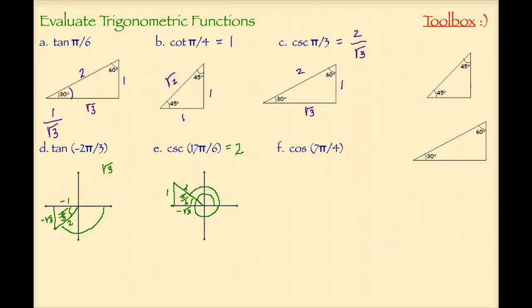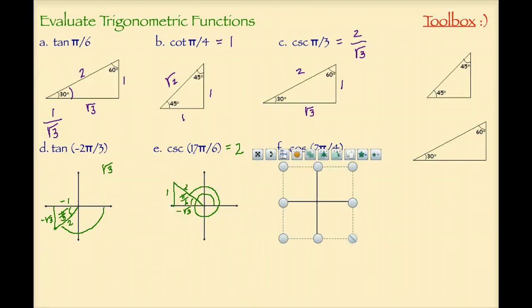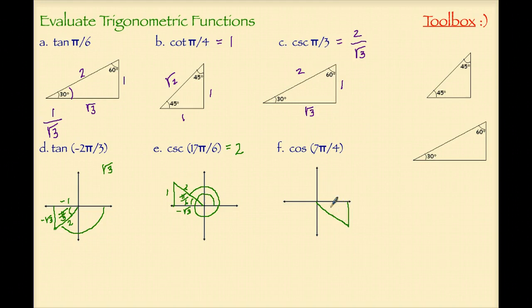And now for the final one that I'm going to evaluate, cosine of 7 pi over 4. Let's get a coordinate plane and see where this is located. Since the denominator is 4, a full rotation would be 8 pi over 4. So 7 pi over 4 is almost all the way around. 0 pi over 4, 1 pi over 4, 45 degrees, 2 pi over 4, 3 pi over 4, 4 pi over 4, 5 pi over 4, 6 pi over 4, 7 pi over 4. So it's the 45-degree angle in the fourth quadrant, and here is the reference triangle.